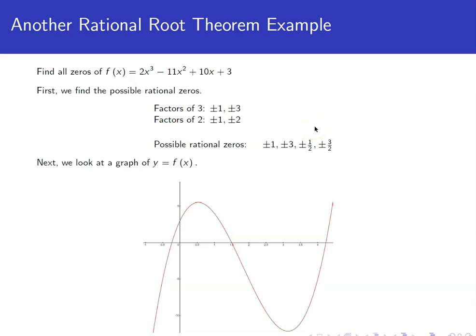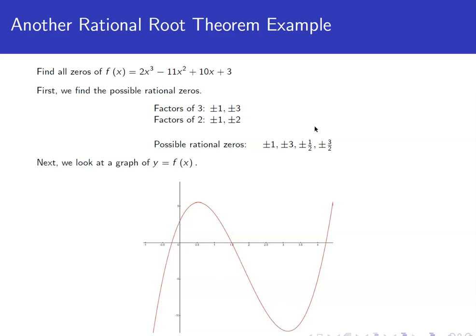In this video, we're going to look at another example of finding all of the zeros of a polynomial using the rational root theorem. So this problem is asking us to find all the zeros of f of x equals 2x cubed minus 11x squared plus 10x plus 3.